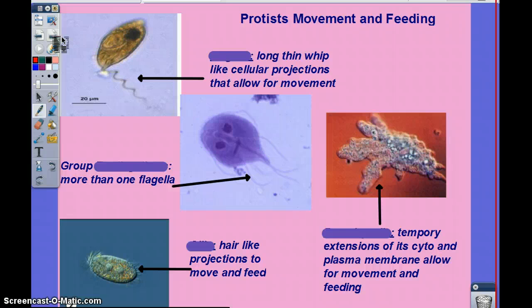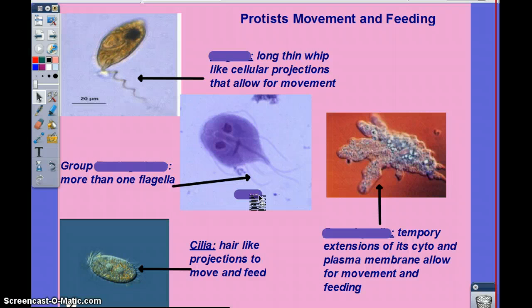So, looking at these structures, and you're familiar with some of them, or you've heard of them from before, who could tell me a structure that involves movement or feeding? Yes? Cilia. Where's that? Hair-like extensions. And I'll zoom into the picture, and you could see a bunch of little hair-like extensions, and you'll see that that allows the organism to move.